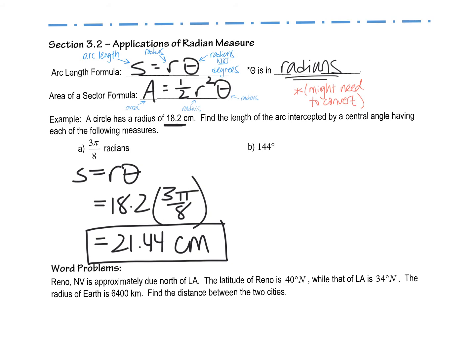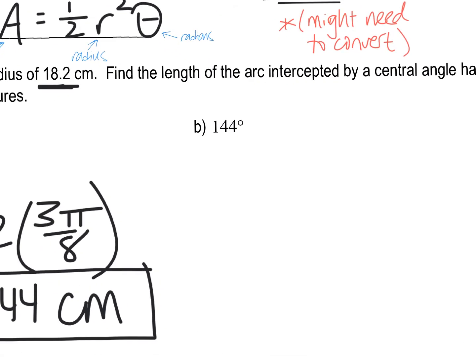So the first thing I need to do for letter B is convert this to radians. So remember, the conversion factor is pi over 180. And then you can reduce the 144 and the 180, and you get 4 pi over 5. And this is radians. So this is what's going to go into my formula. So this is what I was talking about up here. You might need to convert depending on what you're given. Here we were given degrees.